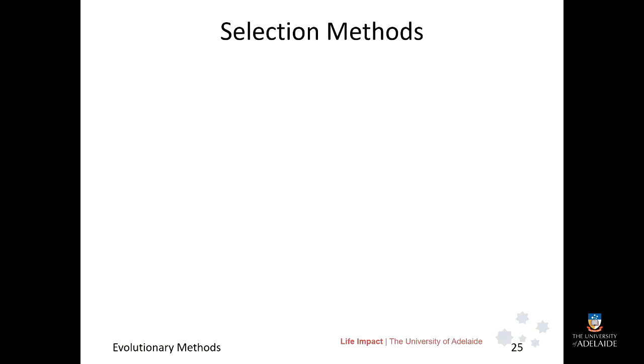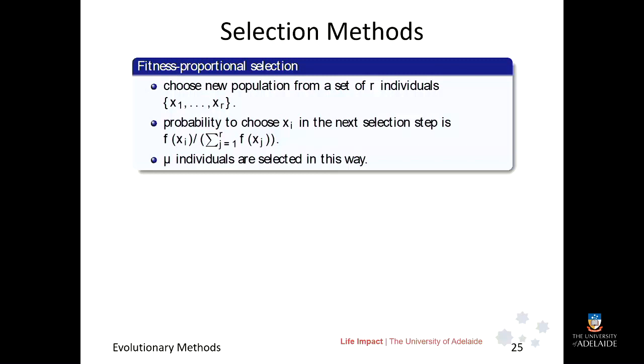So in selection methods, this is the last thing that you need to do. Think of it: you had your parent population, and you produce an offspring population by crossover and mutation. Now you need to select. One thing you can do is fitness proportional selection. Each individual has a fitness value, that's the function you would like to optimize, and let's say we are maximizing.